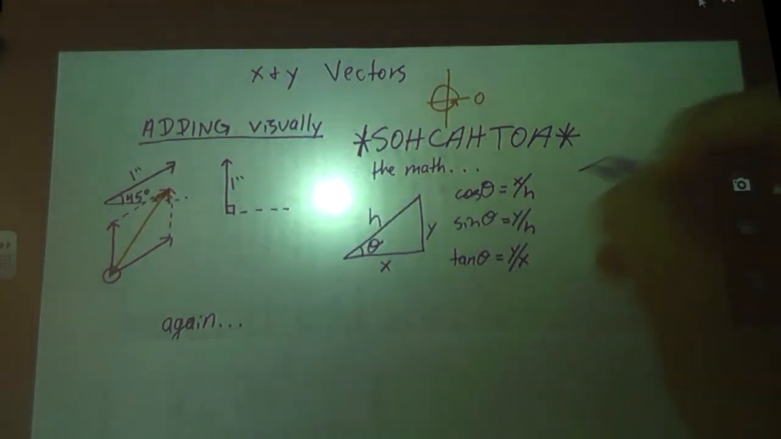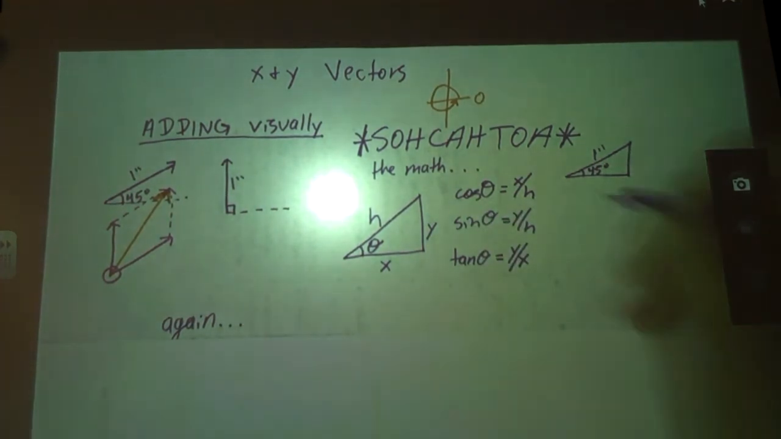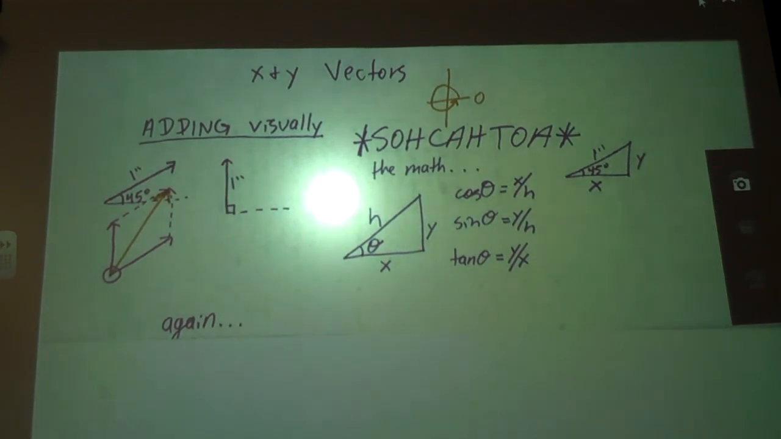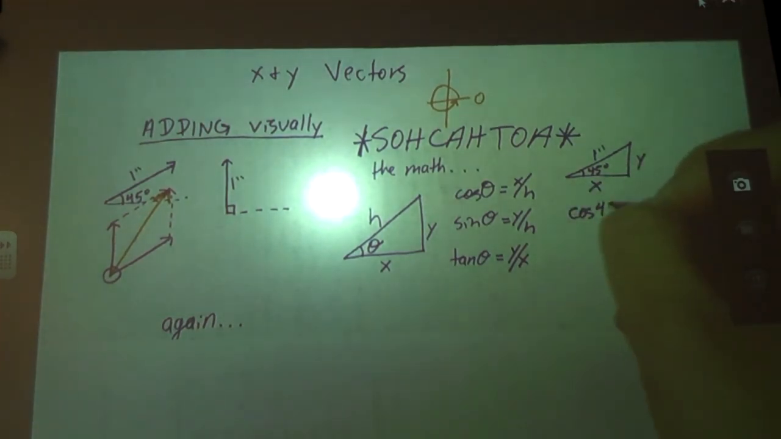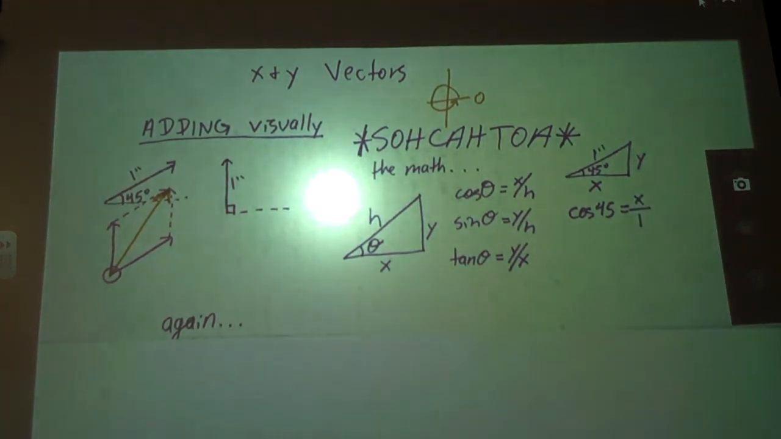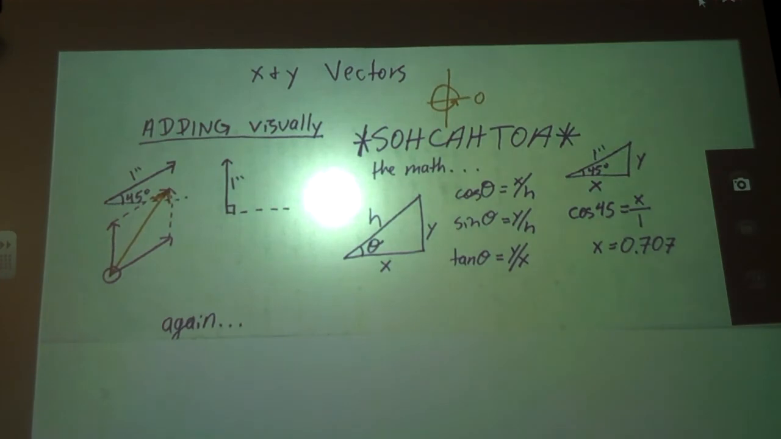Alright, so to mathematically calculate this bit here, you'll notice that that 1-inch vector made this beautiful triangle. Okay, and this was 45 degrees. So we're going to use cosine to come up with the x piece and sine to come up with the y piece. So we're going to have to solve for it. So cosine of 45 equals x over 1. I'm going to have to solve for x, which means I multiply both sides by 1. So x is 0.707.